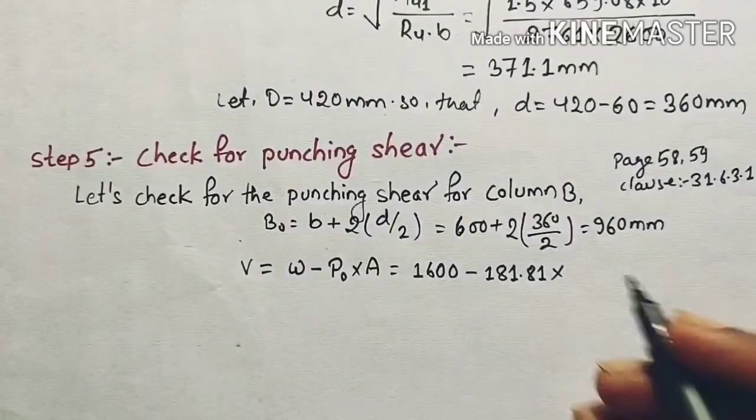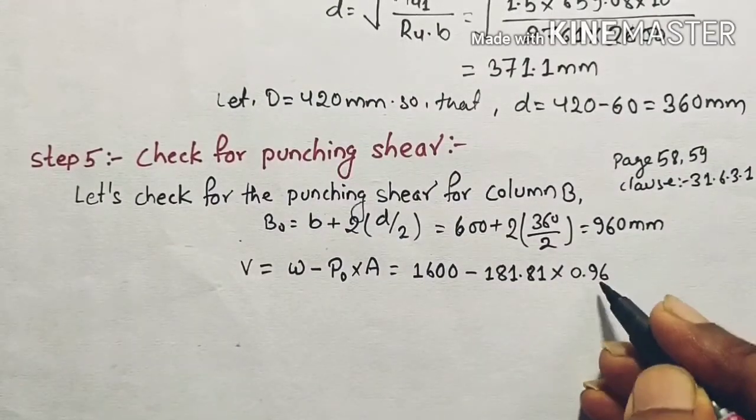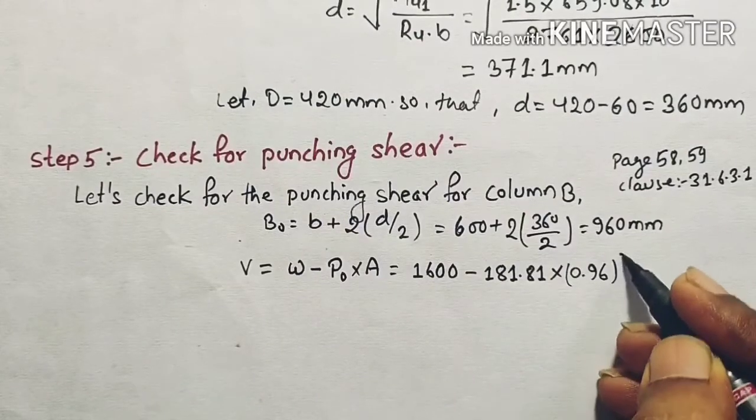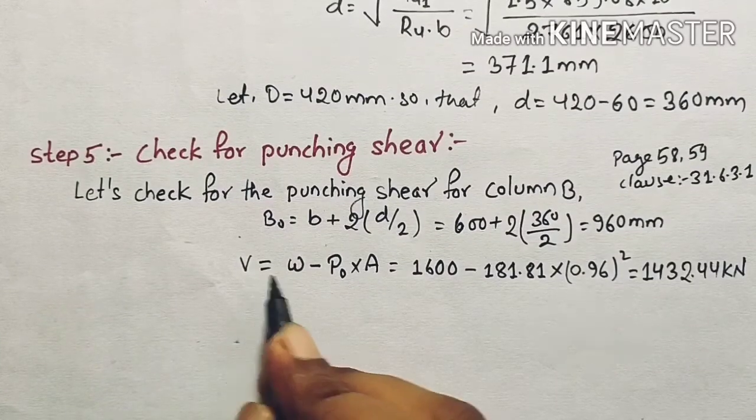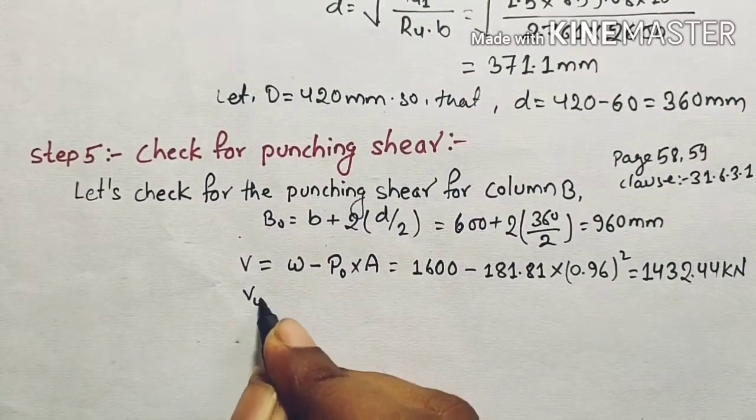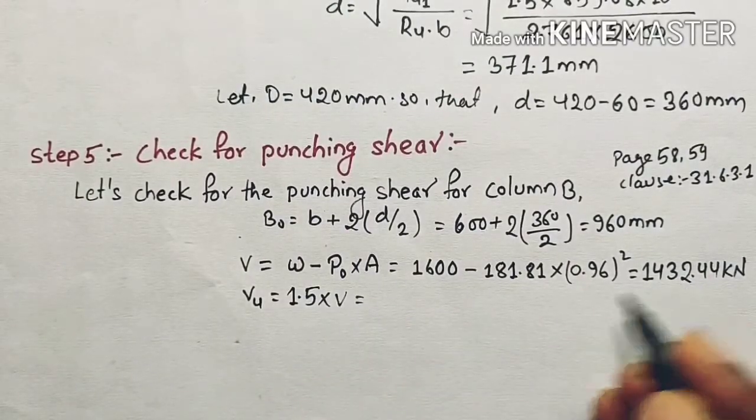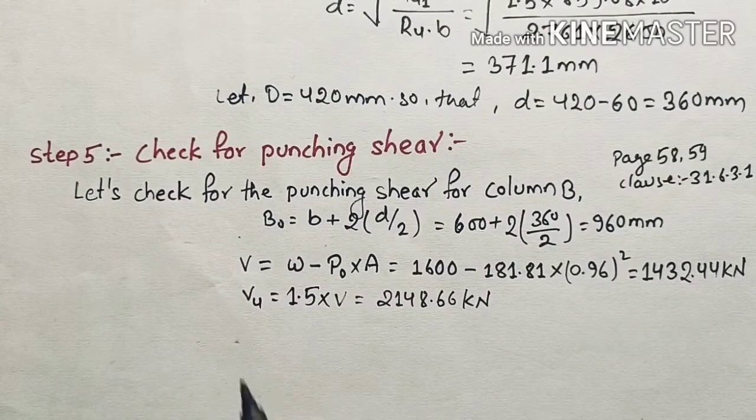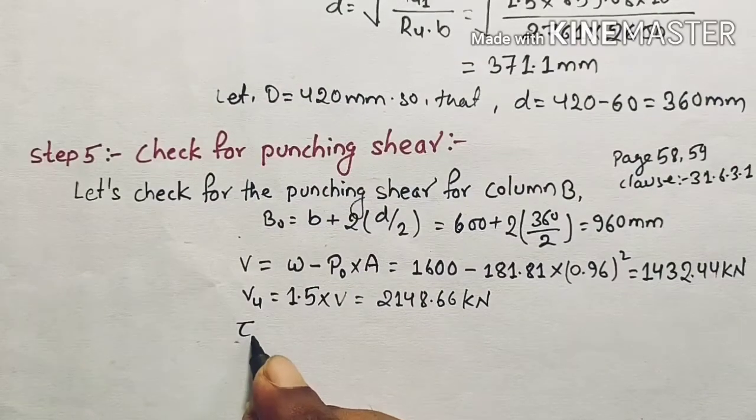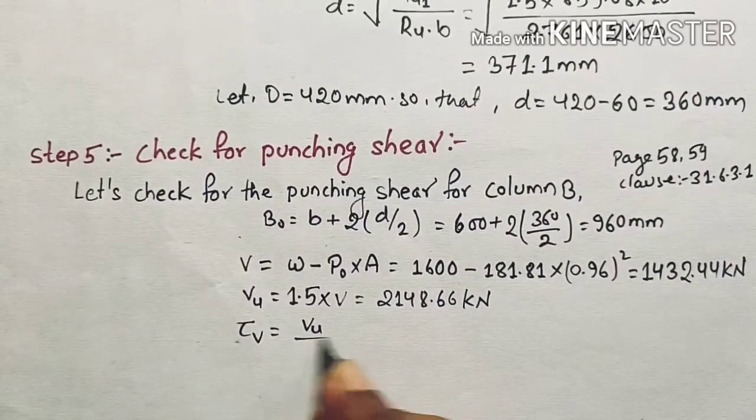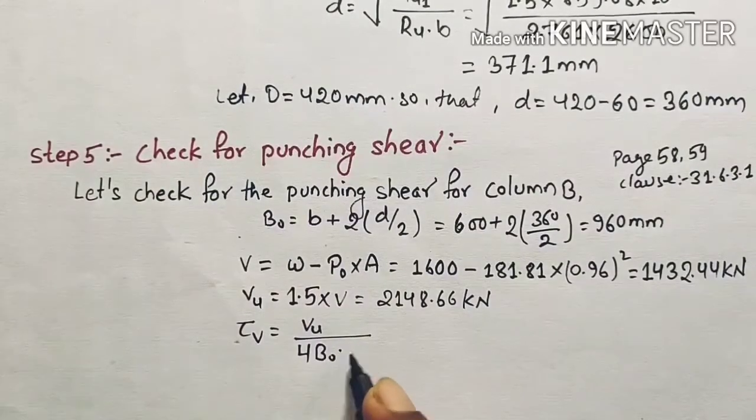So we simply need to do the square of 960 millimeter, which is 0.96 meter squared. So we will get the value of shear here. Now after finding the value of V, let's find the value of Vu, and Vu will be given by 1.5 times V. So multiply this value by 1.5. Now after finding the shear force, we need to find the shear stress, and that will be given as tau v equals Vu by perimeter of the punching shear section into d.